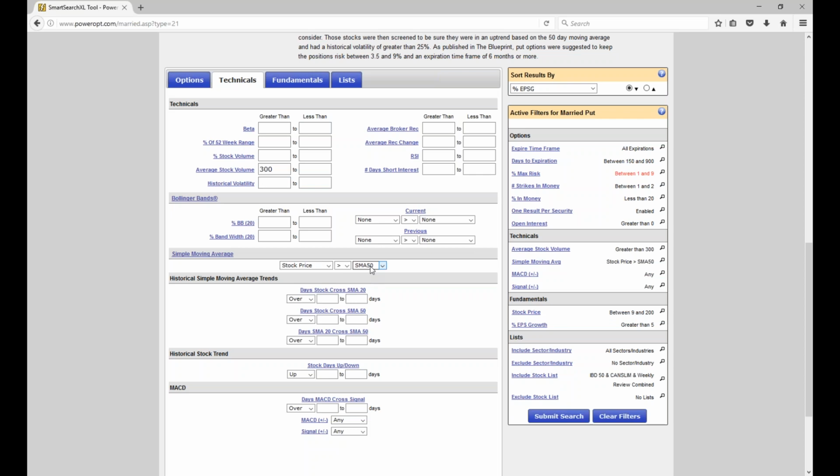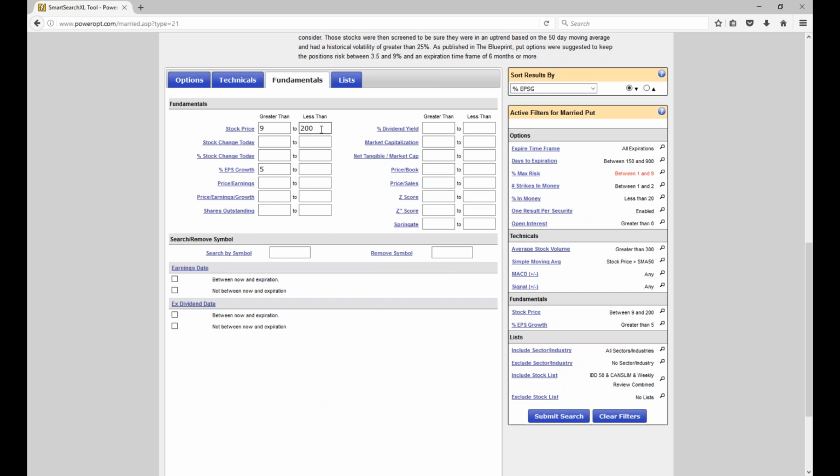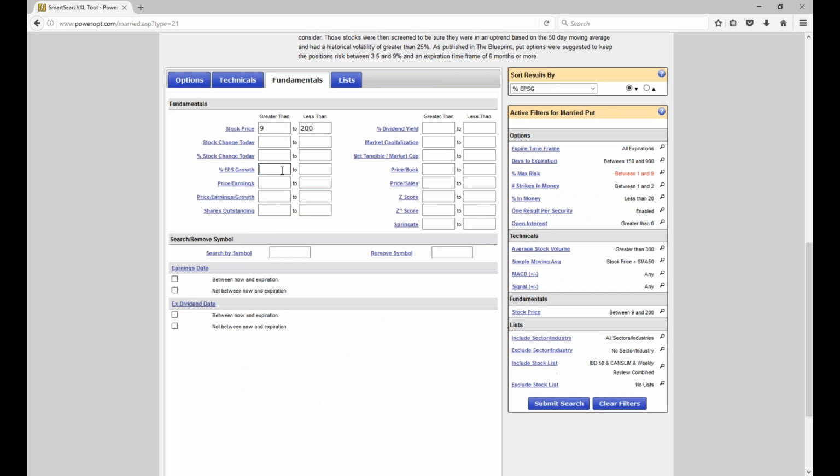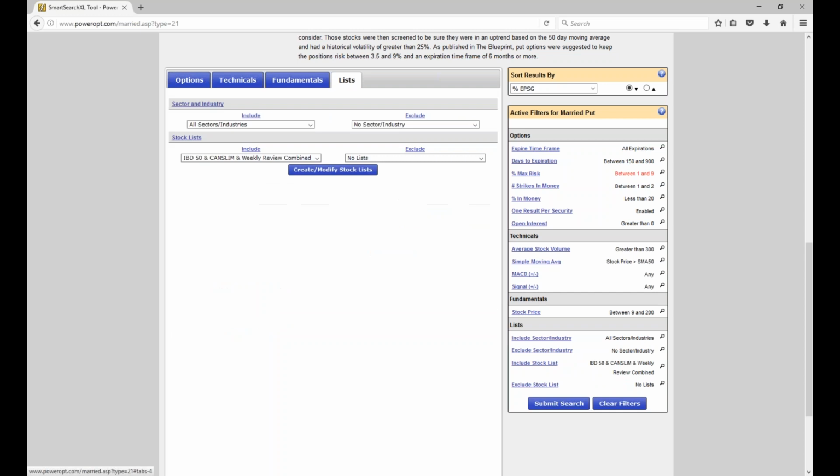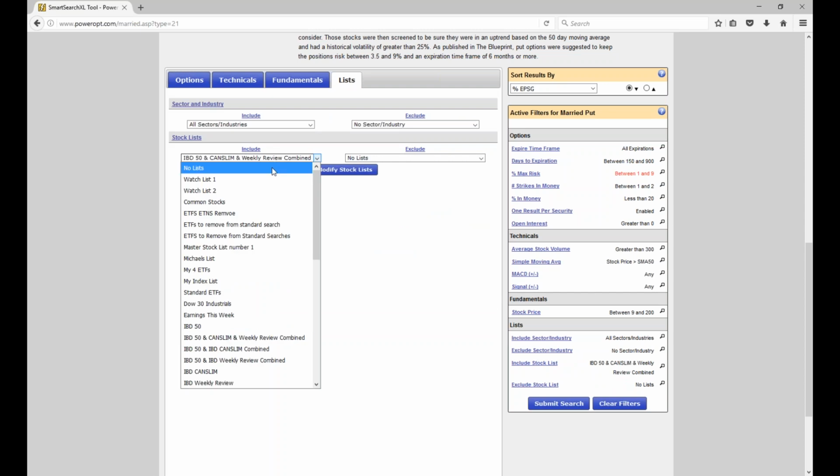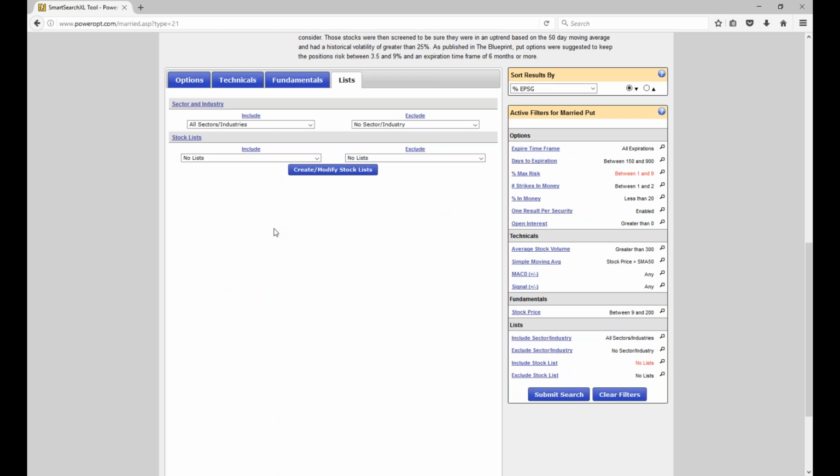But I'm going to leave the stock price trading above the SMA 50. I'm going to leave average stock volume at 300,000 shares. I'm going to leave my stock price range 9 to 200. I'm going to take out the EPS growth. And the last thing I have to do is take out the list we use. Kurt, Ernie, myself typically prefer for this strategy to look at the IBD 50 CanSlim lists. They will not offer any high dividend stocks. It doesn't match their criteria. So I'm just going to go no lists.